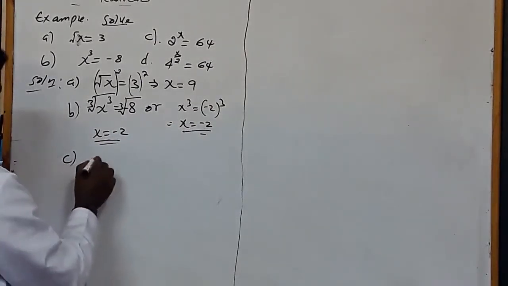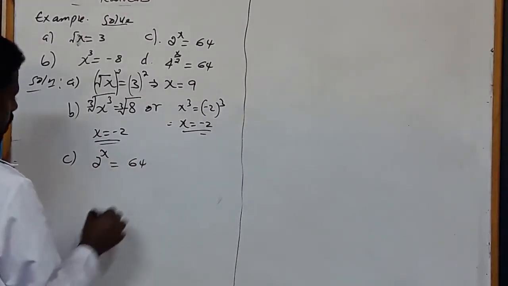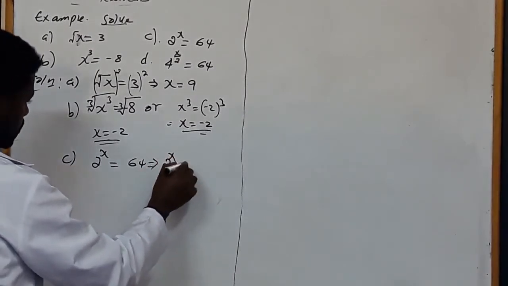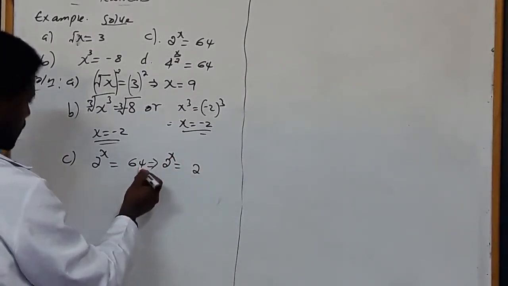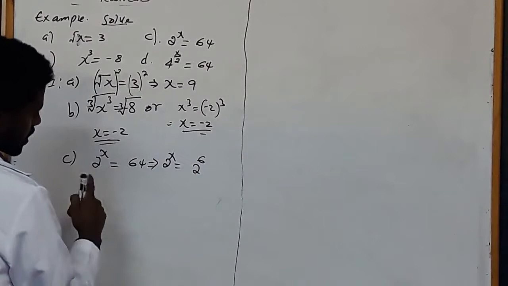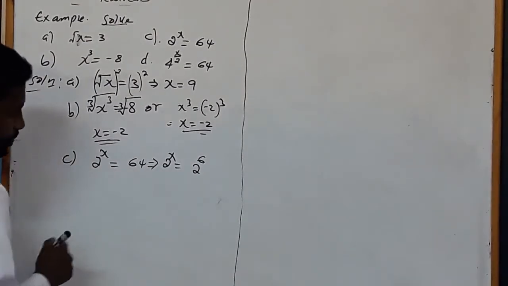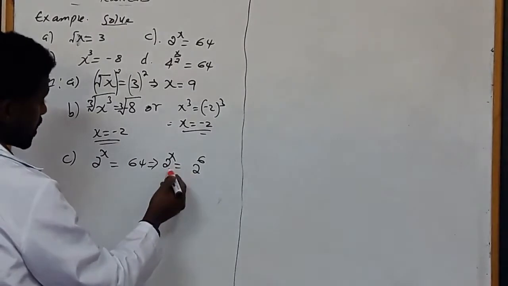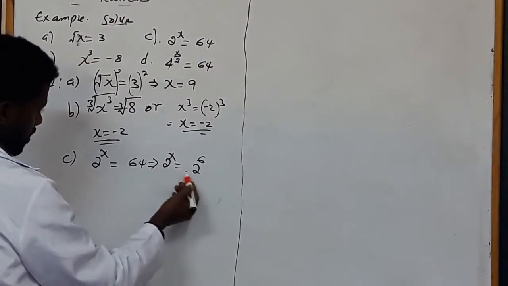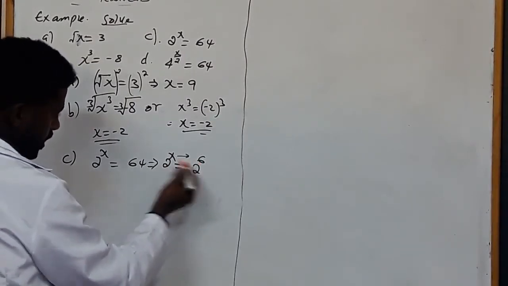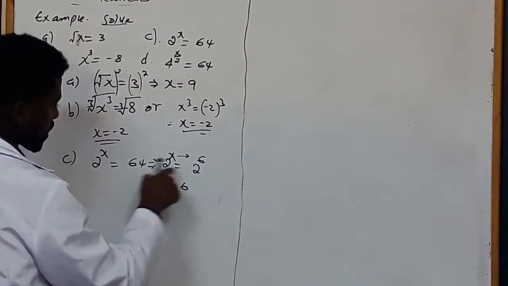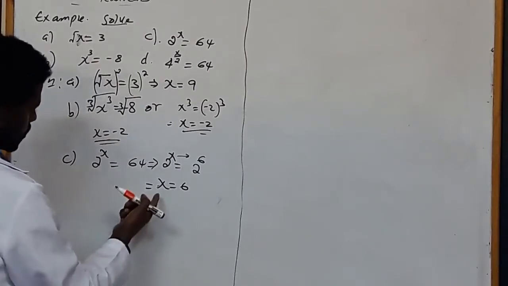When you come to C, 2 to the power of x is equal to 64. Now the bases are different numbers, so 2 to the power of x is equal to 2 to the power of 6, as you can write 64 as 2 to the power of 6, meaning multiply 2 six times, and finally you will get the number 64. Since the bases are the same, the exponents must be the same. This means x is equal to 6. If x is not equivalent to 6, these two expressions will not be equivalent. So the value of x is 6.